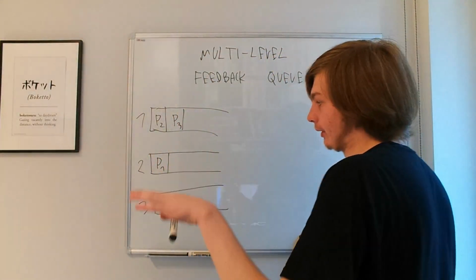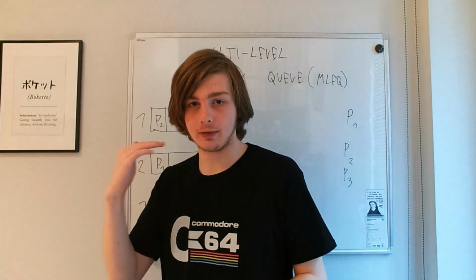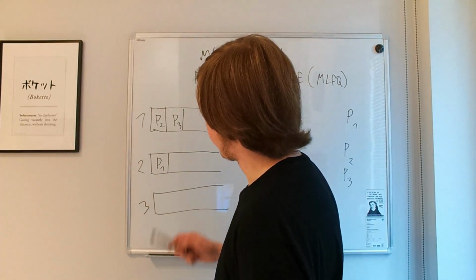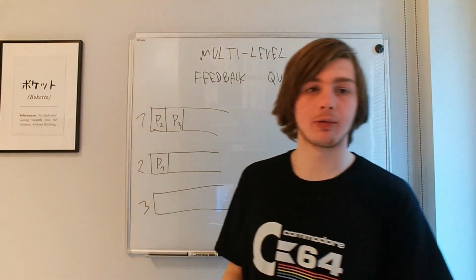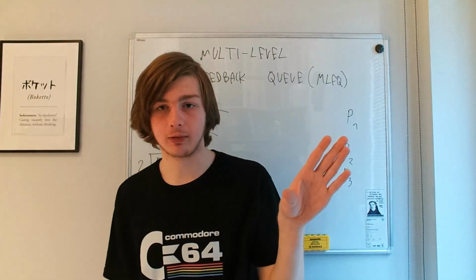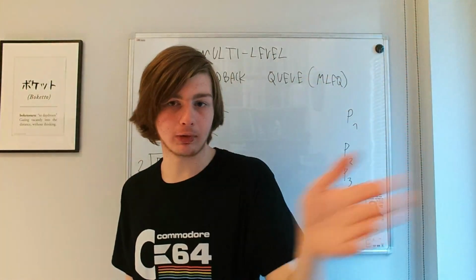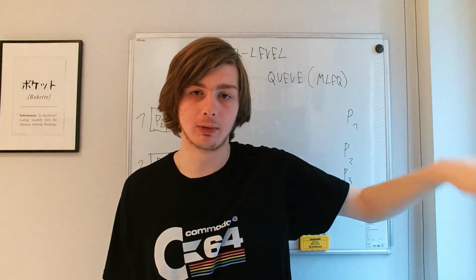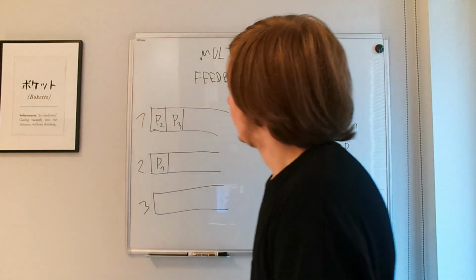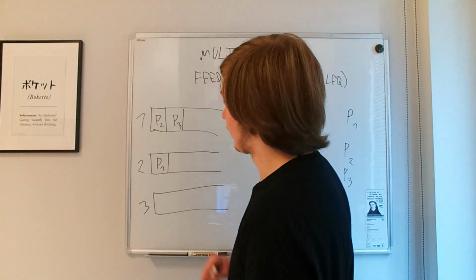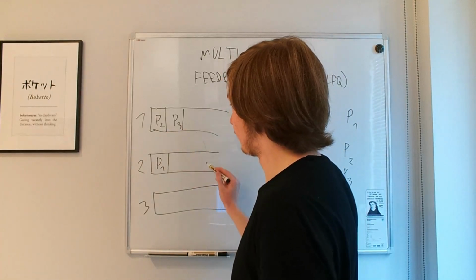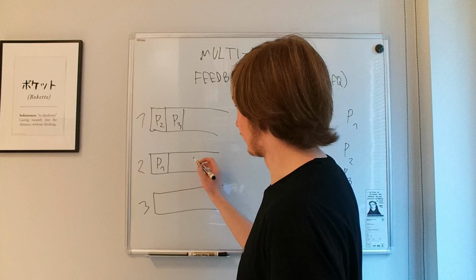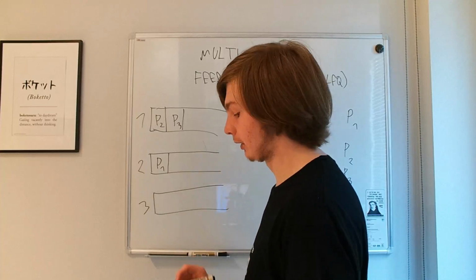But the idea is, you have P1 and it just goes to a lower priority queue, and the process with the higher priority is the one which is going to be executed. So over here we would execute P2 and it would move here, P3 would move here, and then P1 would move here, P2 would move here, and P3 would move here.